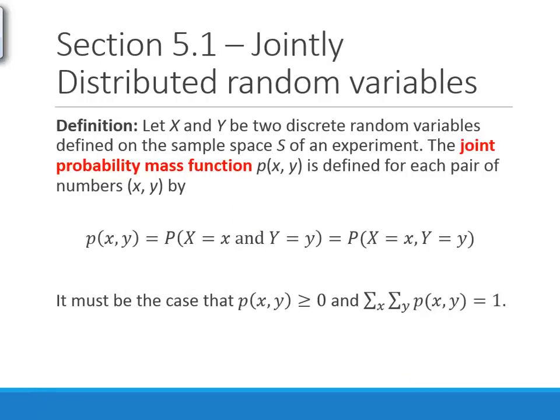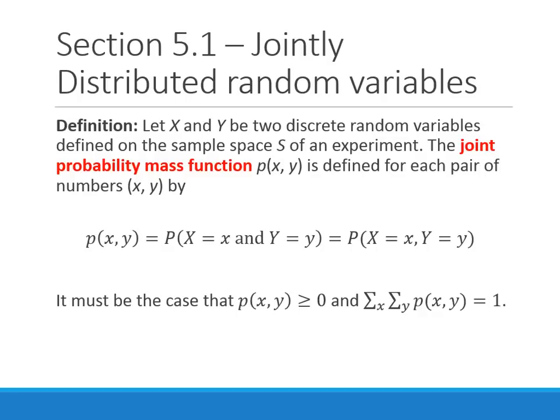Okay, so jumping in. That was just a motivating example to think about where we want to go in this chapter. Jumping in here at the top of page 1 on your notes, chapter 5. So let's start off with two discrete random variables, like we did back in chapter 3.